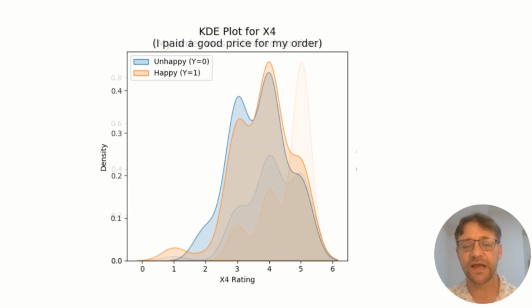If we look down at the KDE plot for X4, we can see that both distributions look very similar. So X4 again pops out as a feature that might not be a very strong candidate for discriminating between happy and unhappy customers.